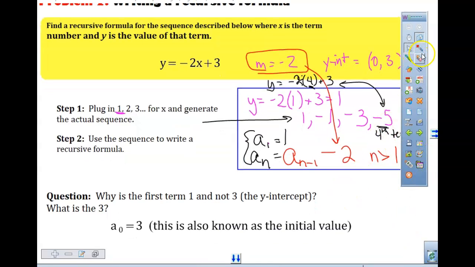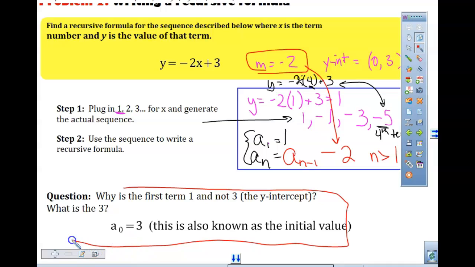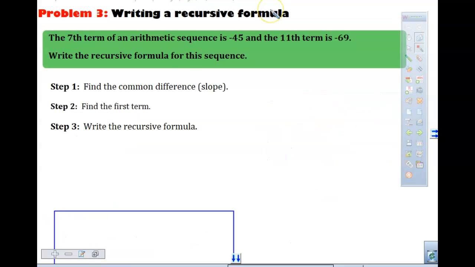So I'm going to have you write this question: why is the first term not 3? Our y-intercept. And the reason is that's the 0 term, and sequences don't start with the 0. Next problem: the 7th term is negative 45, and the 11th is negative 69. So we're going to write this as 7, that's my 7th term, that's my x, negative 45, that's my y.